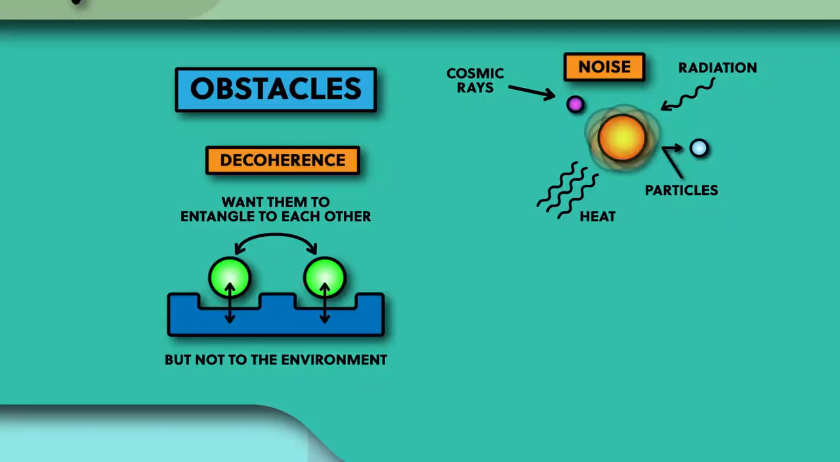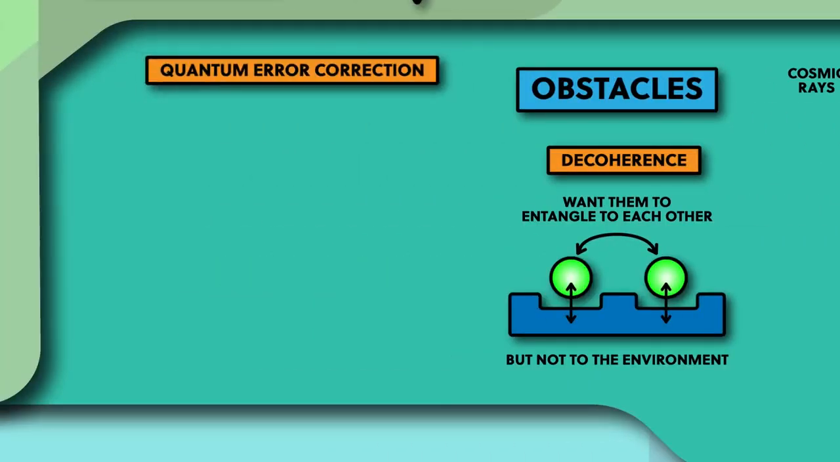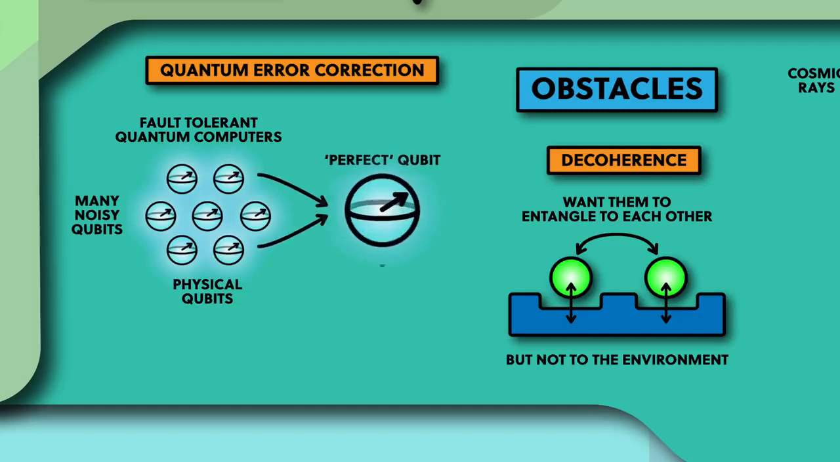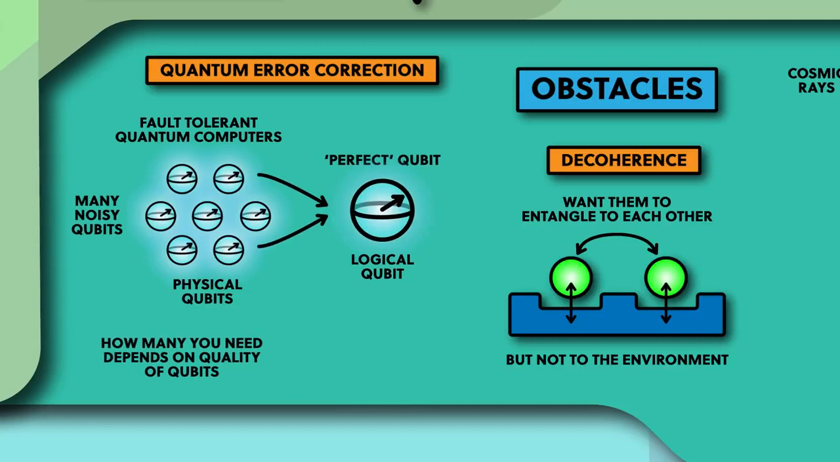One plan to deal with decoherence and noise is quantum error correction. This is an error correction scheme to make fault-tolerant quantum computers by using many entangled qubits together to represent one noise-free qubit. How many you need to group together depends on how good the qubits are, but estimates are in the range of 100 to 1,000 physical qubits to make one fault-tolerant qubit, which is a lot of qubits.